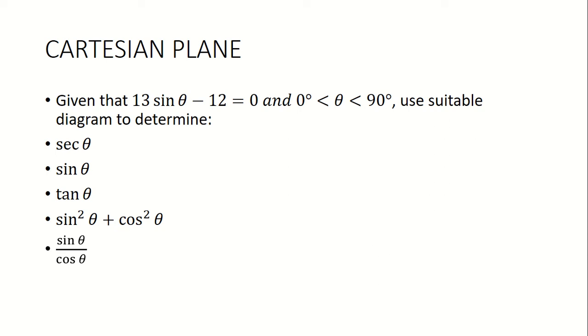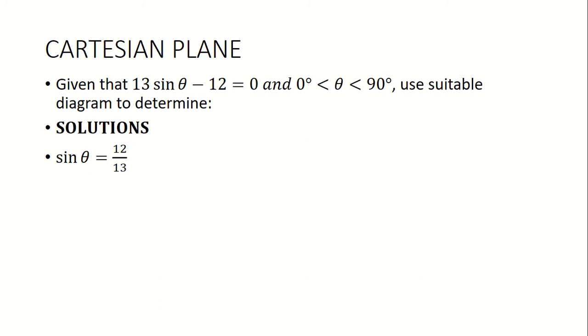Okay, you need to remember that sec is the reciprocal of cos, and then you have to remember it will be hypotenuse divided by adjacent, and sine will be opposite all over hypotenuse, tan will be opposite all over adjacent, and then you've got sine squared theta plus cos squared theta, and the last one will be sine theta divided by cos theta. Okay, before you can do anything here, you will have to draw a diagram.